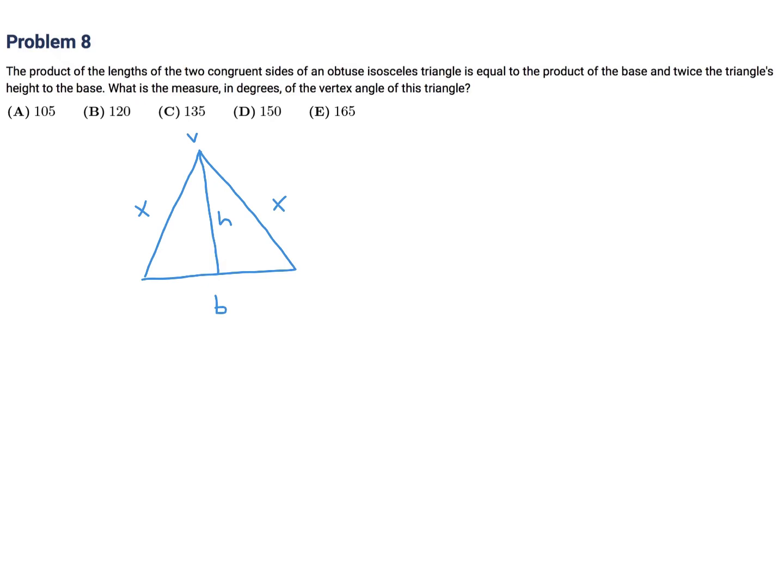Okay, let's see what's going on here. So they're saying that the length of the two congruent sides, so I guess that would be X times X, is equal to the product of the base, which is B, times twice the height. Okay, so that's my equation here. So I guess x squared is equal to 2bh. All right, so where do I go from here? Oh boy.